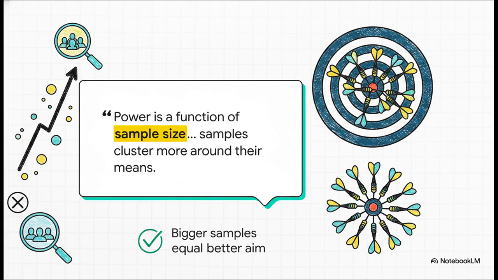So, how do we increase our power and hit the bullseye more often? Well, as our source material states, power is a function of sample size. It's incredibly intuitive. If you throw more darts, meaning if you increase the number of people in your sample, your hits visibly tighten into a cluster. You massively reduce your risk of a type 2 error, and you heavily increase the sheer investigative power of your study. Simply put, bigger samples equal better aim.